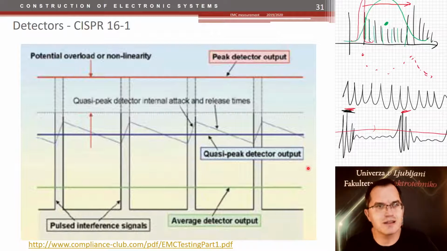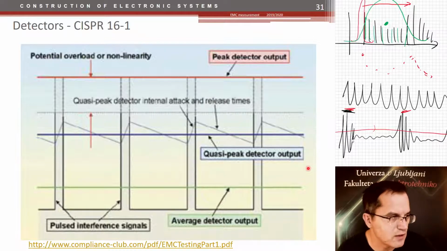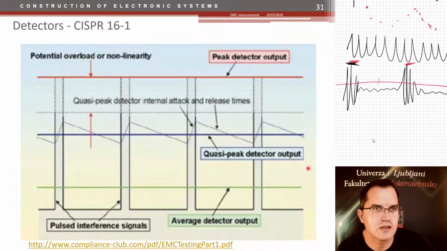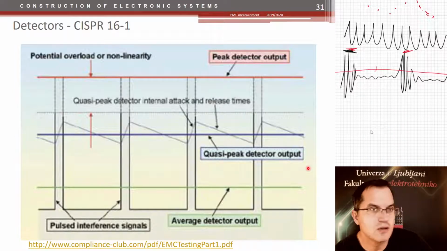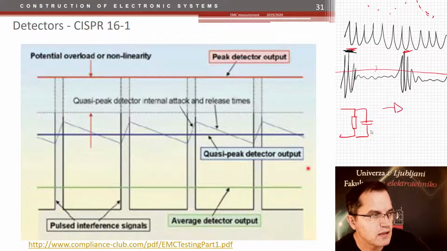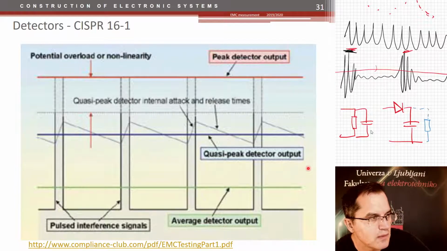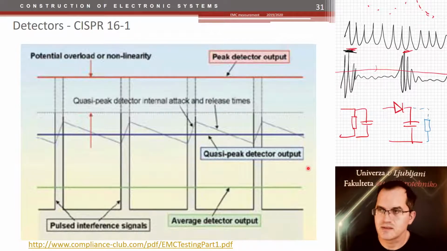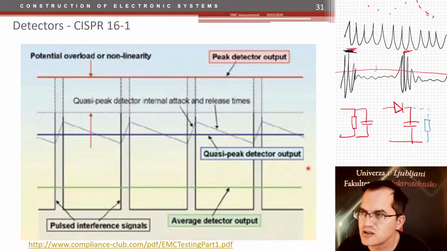Therefore, we need another detector. The third type of detector is called the quasi-peak detector. So detectors are like that. I would say the average detector is a resistor and a capacitor. The peak detector is a diode and capacitor. And the quasi-peak detector, the third one, would be if you add an additional resistor to the peak detector here. So this would be the quasi-peak detector. And that's how this picture shows it actually.